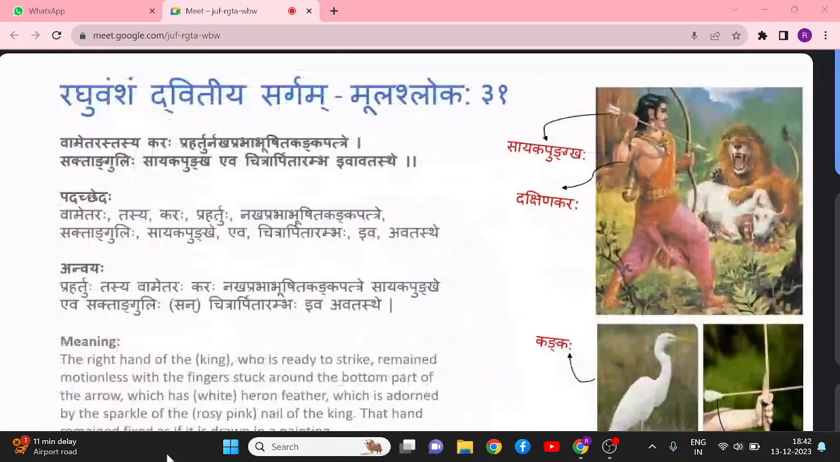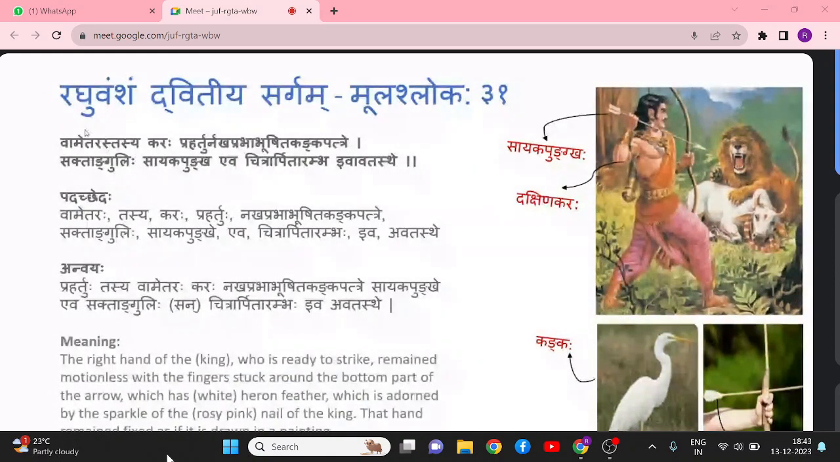Yes, visible. Okay. So this is the 31st shloka from the second sarga. It says, Vametarastasya karaha prahartur nakhaprabha bhushita kankapatre saktangulhi sayaka punkha eva chitrarpitarambha ivavadasthe. So I just need to say the padacheda, anvaya and meaning, right? I have added the other details, but this is what is expected: the meaning of each pada, and finally the tatparya.